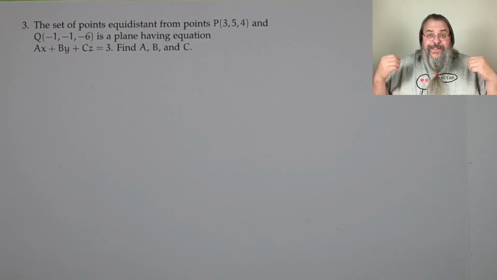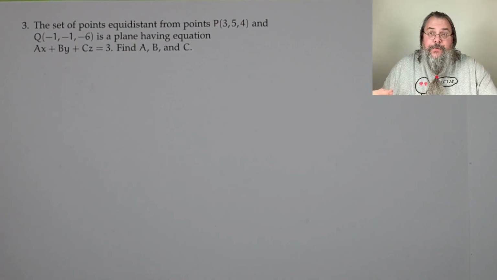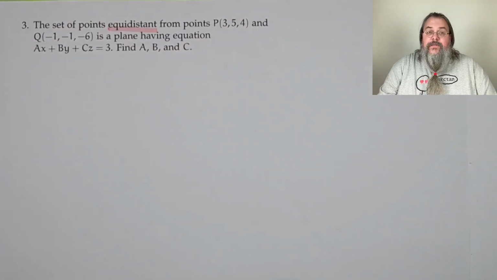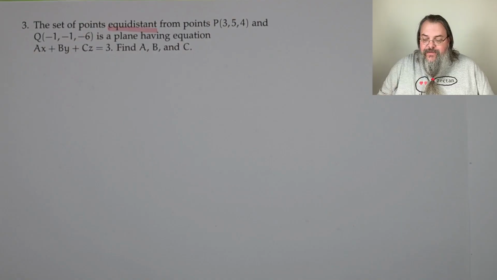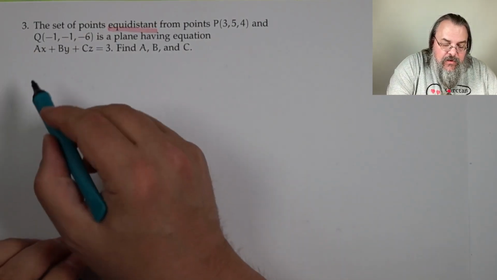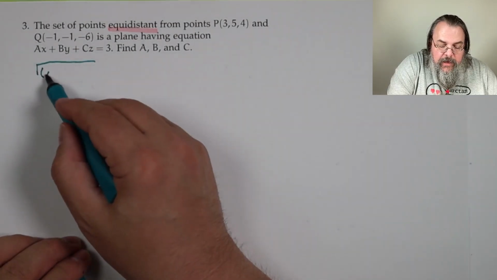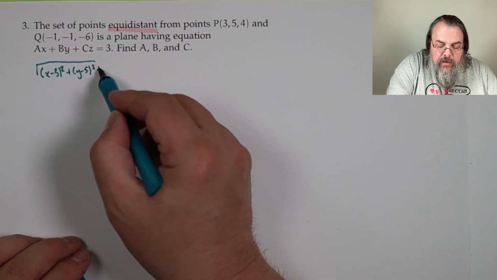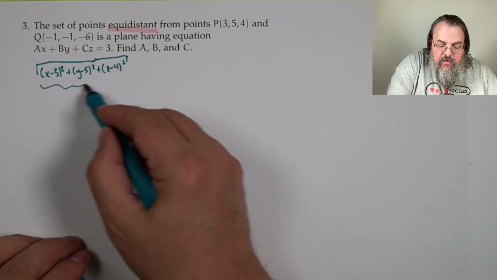Okay, now there's actually 2 ways to do it. One way is to take advantage of the word equidistant. What does equidistant mean? It means that they have the same distance. So how can one do that? Well, let's compute the distance to P. That would be the square root of x minus 3 squared plus y minus 5 squared plus z minus 4 squared. Okay, so that's distance to P.